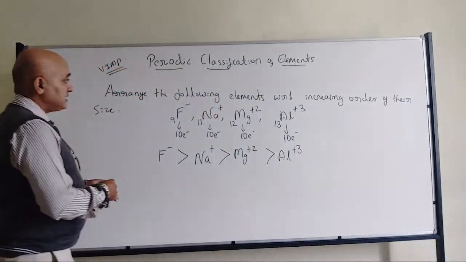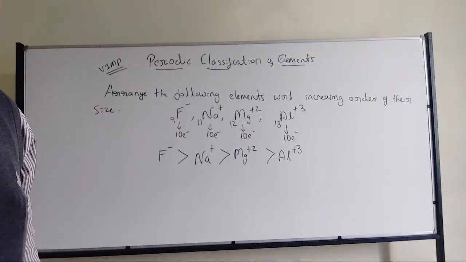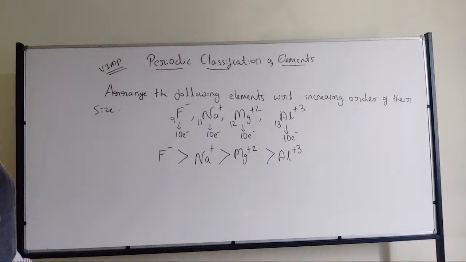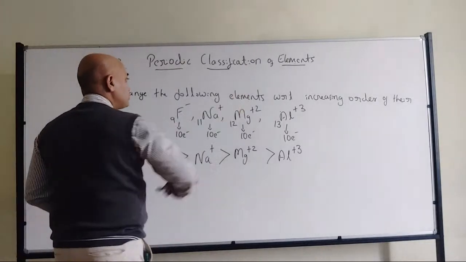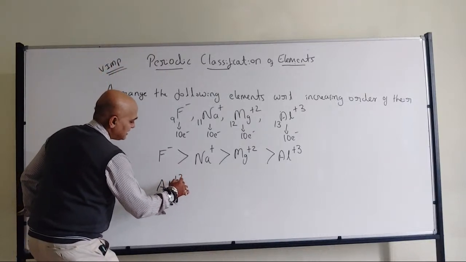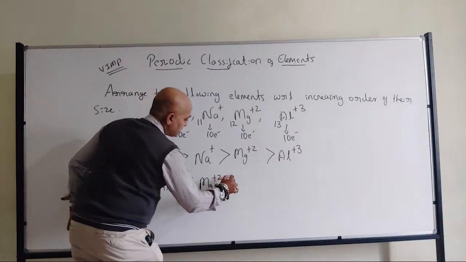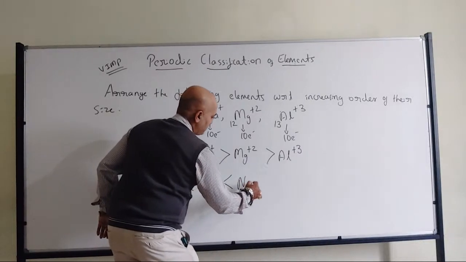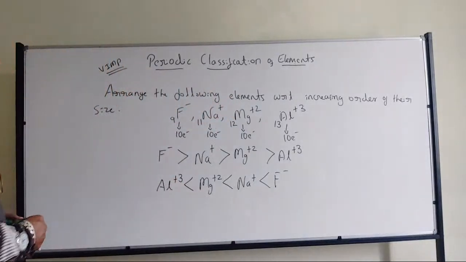That is because their atomic number is more. As the atomic number increases and the number of electrons decreases, atomic size is going to decrease. That's where I have arranged in the decreasing order. Since the question is in increasing order, I can write it as aluminium plus 3, which will be smaller than that of magnesium plus 2, which will be smaller than that of Na plus, and which will be smaller than that of fluoride. So this is where we have the increasing order.